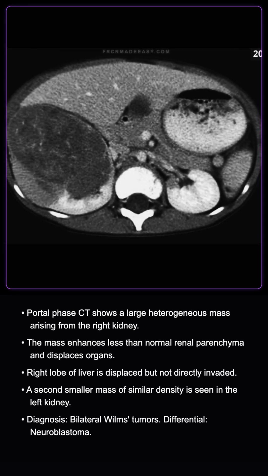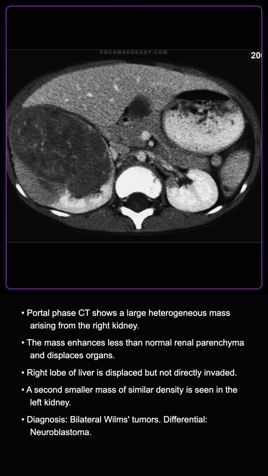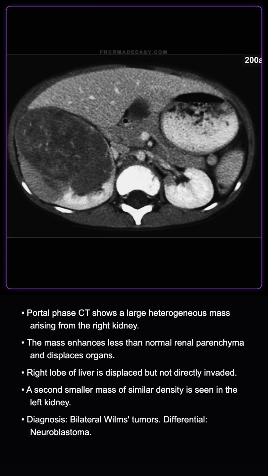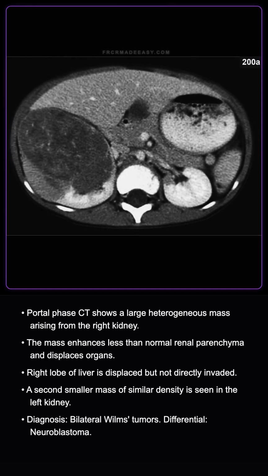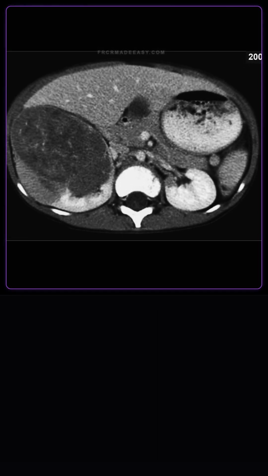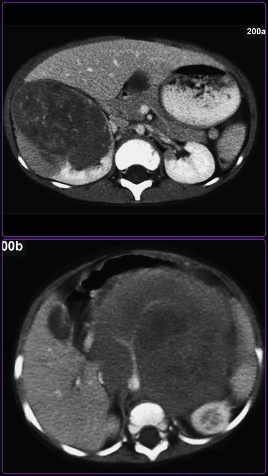Crucially, a second smaller mass of similar low density is visible within the left kidney, indicating bilateral disease. The diagnosis is bilateral Wilms tumors, and the primary differential diagnosis is neuroblastoma. I am now showing you a second CT scan.